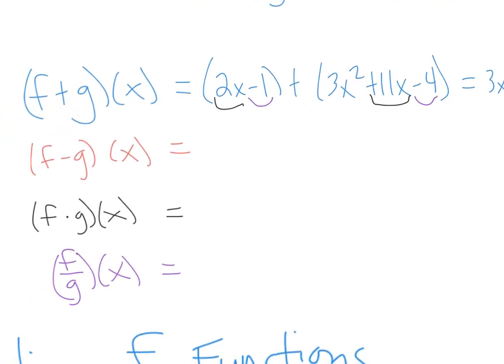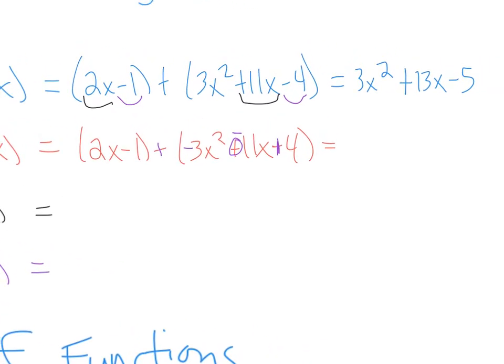f minus g of x. So this would be 2x minus 1 minus 3x squared plus 11x minus 4. Whenever you have the minus on the outside of parentheses, you need to use the distributive property and basically add the negative all the way through. Now we can combine like terms here. So now I'm going to have negative 3x squared out front. And this time I end up with a negative 9x. And that would be plus 3.